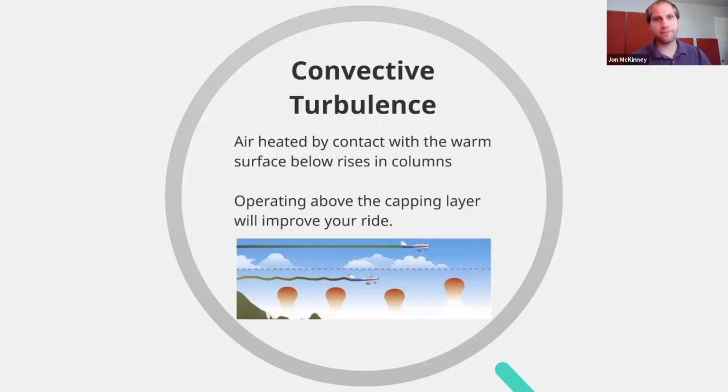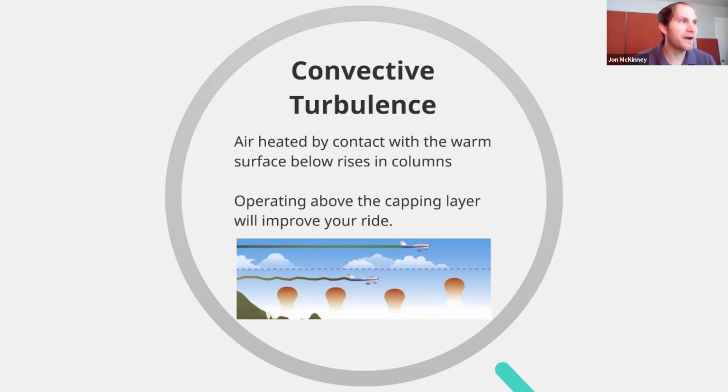Convective turbulence. Okay, so this is what we've been speaking about a lot lately. When we talked about the air mass thunderstorms, convective turbulence. When we talk about thermals, convective turbulence. The air is heated by contact with the warm surface below. That warm surface below, the land mass, is going to create rising columns of air. We call those thermals.